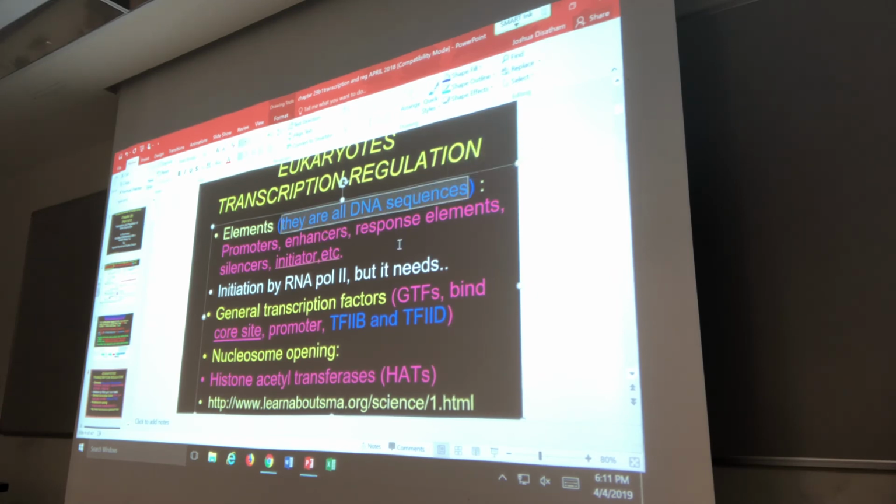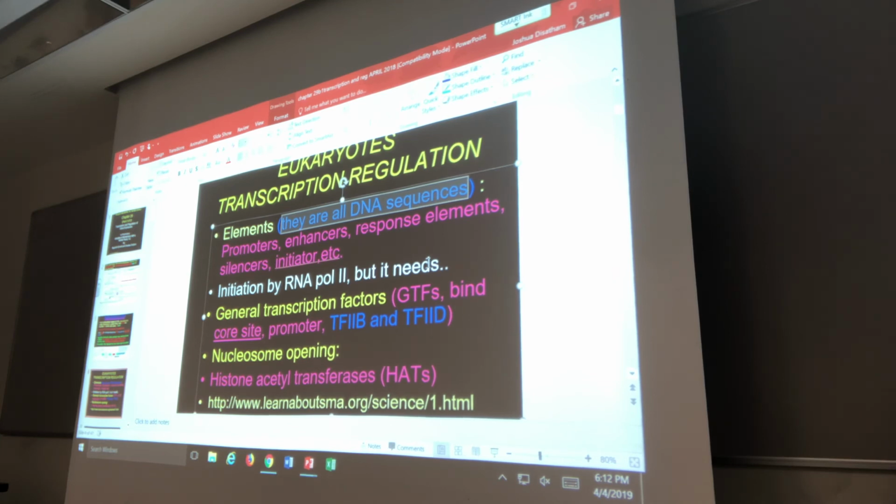blue, elements. Whenever you see the phrase DNA elements, they are DNA sequences that regulatory proteins like to bind to, meaning that transcription factors like to bind to. So they like to bind to promoters, enhancers, and these other unique terms called response elements, silencers, and initiators. I believe there's more detail given on them. If not, I'll give you a very short explanation of what each one is right now.